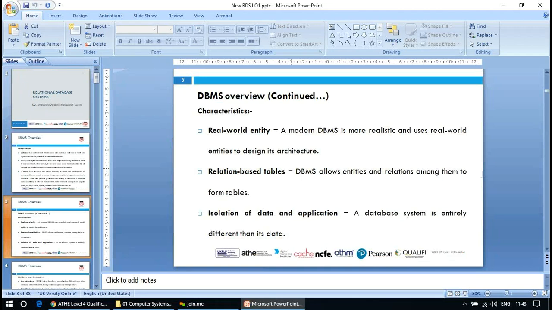Certain characteristics of the database: it represents the real world entity. A modern database management system is more realistic and uses real world entities to design its architecture. Like I explained earlier, you can store your data in a Word file, but it would be very difficult for you to get it organized and processed, isn't it? But databases allow you to create the entities according to the real world existence.